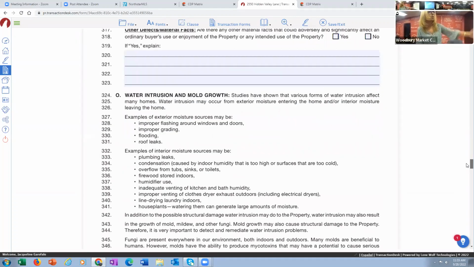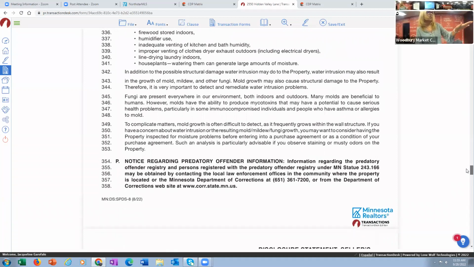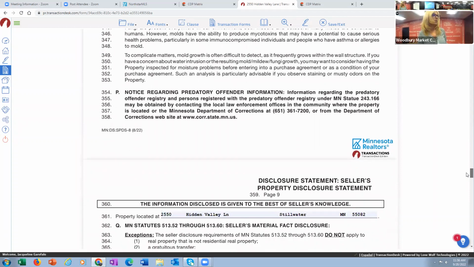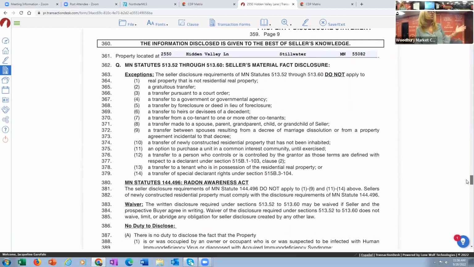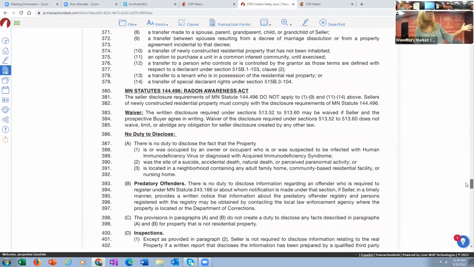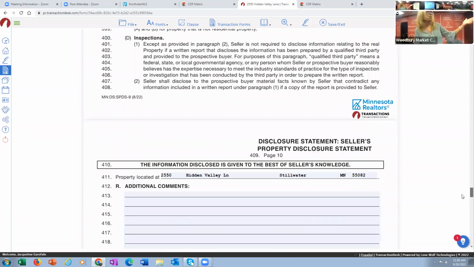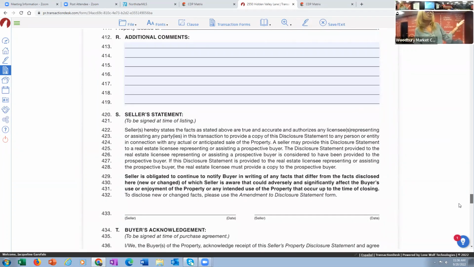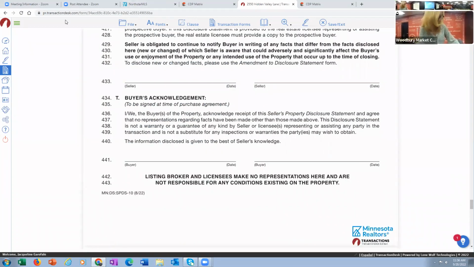Water intrusion and mold, we talked about that. Notice regarding predatory offenders, you let them know that we can't disclose, but we have to let people know how to find out where the offenders are, right? Remember those rules? Okay. Disclosures, just duty to disclose, right? Predatory offenses, inspections, additional comments you might put on there, to the best of your ability and your seller's ability.